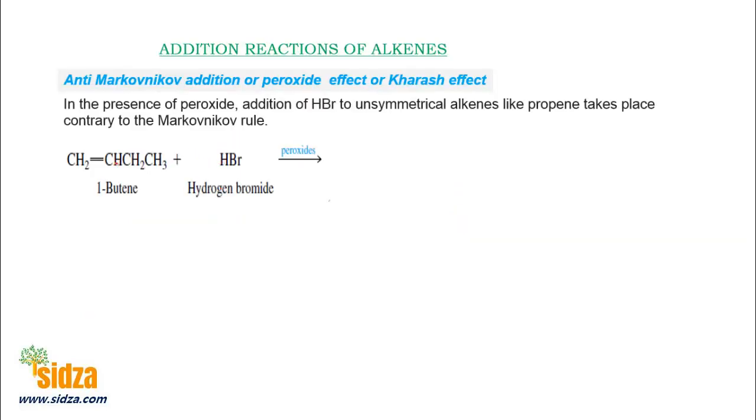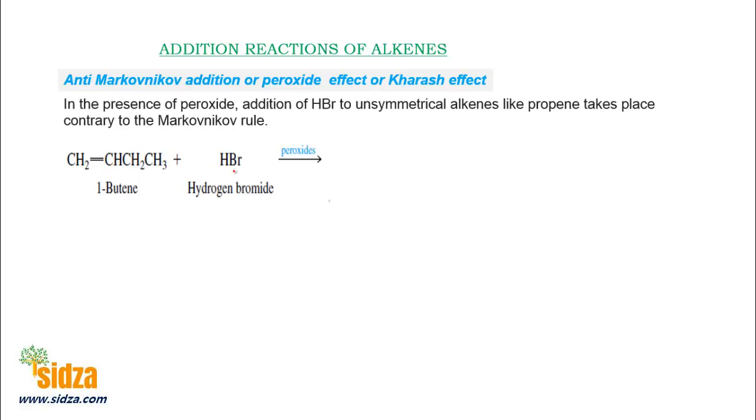When you add HBr to an asymmetrical alkene in absence of a peroxide, we know the addition follows the Markovnikov rule, right? And we have learned in our previous video how the Markovnikov product will be formed. According to the Markovnikov addition, when you add HBr to this asymmetrical alkene, hydrogen is added to the double bonded carbon that has more hydrogens. So in that case, the hydrogen will add to this CH2 carbon, and the bromine will be added to this carbon.